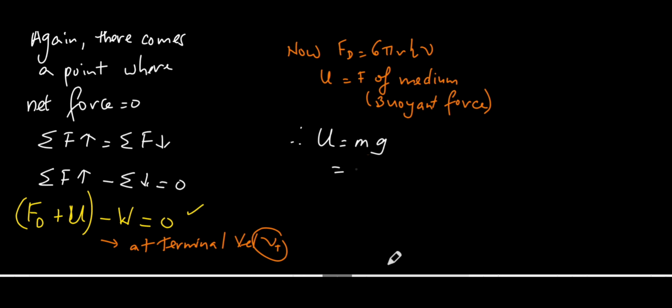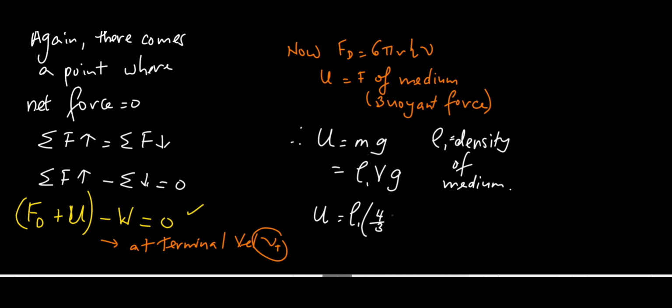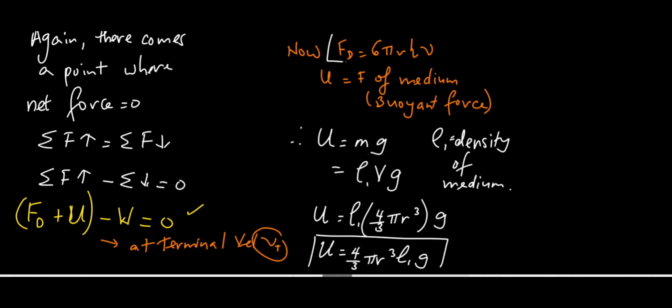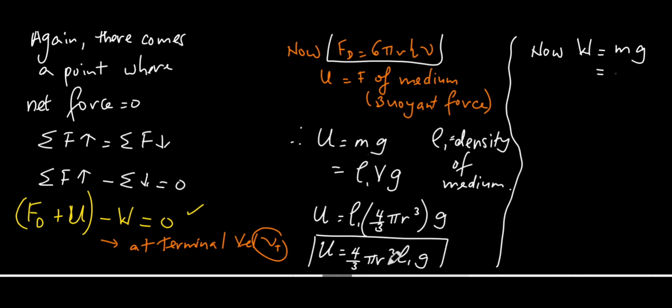Upthrust, the buoyant force, which opposes weight, of any object in a fluid, can be obtained by mg, where mass is density times volume. In this case we will denote density as rho 1, the density of the medium. So upthrust is obtained by the following equation. Now, volume, in this case, is the volume of a sphere. We started with a spherical object, which is 4/3 pi r cubed.